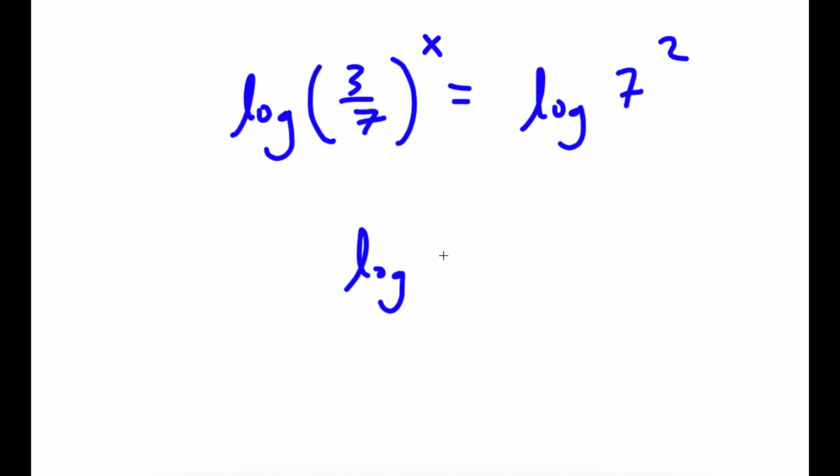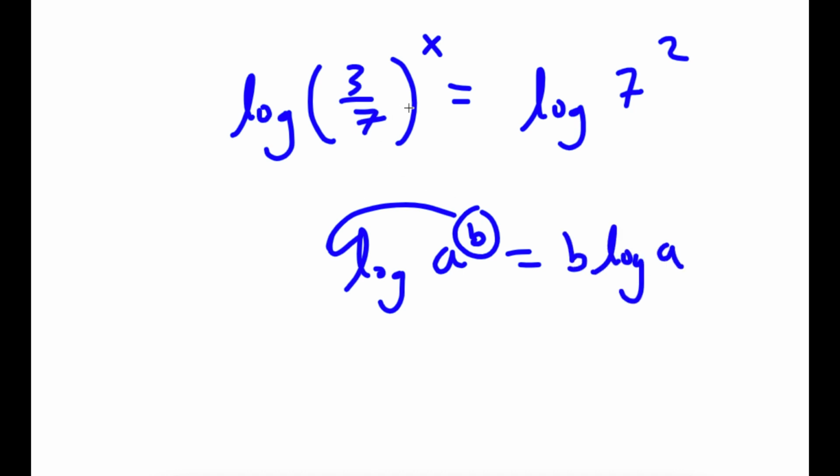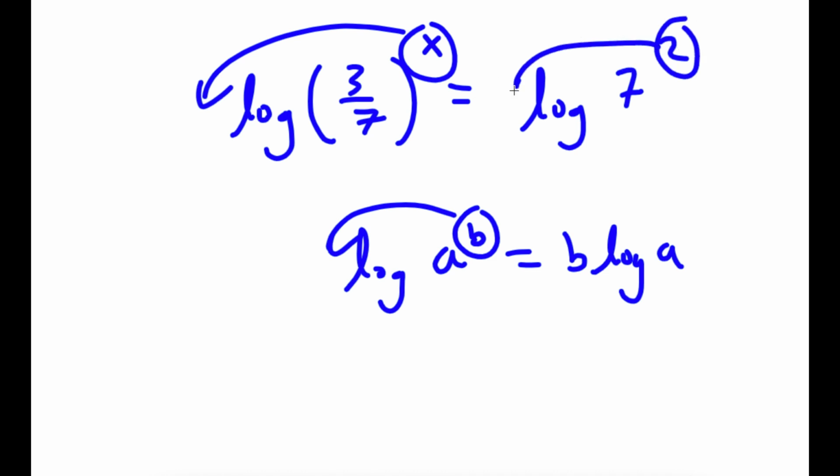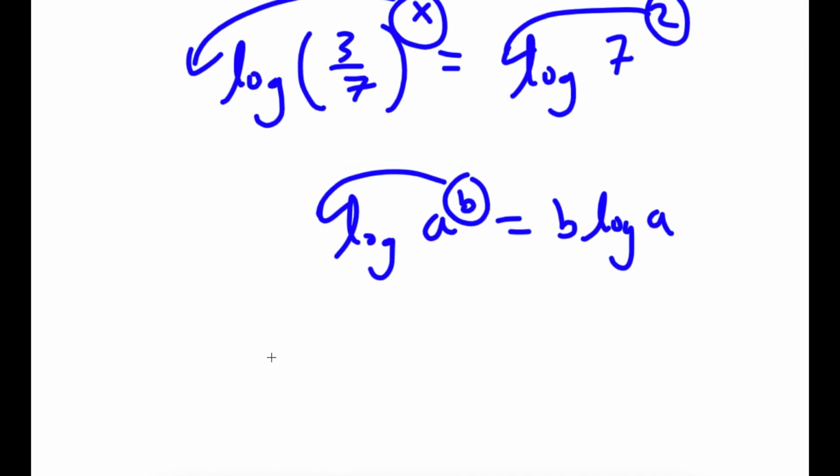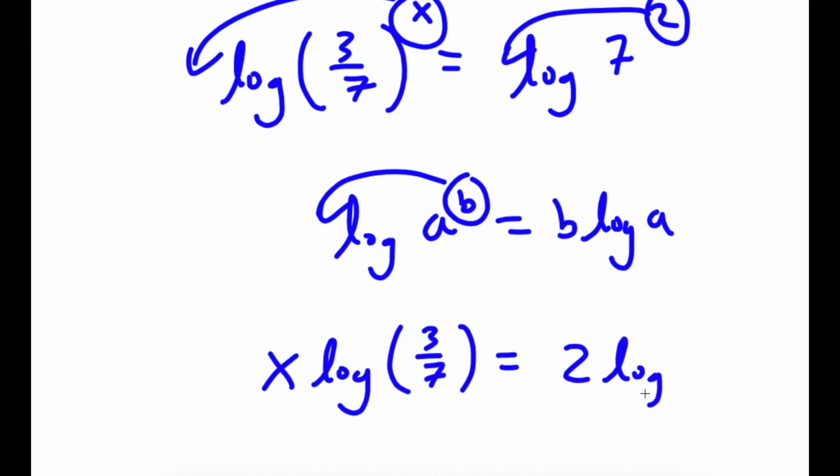And if I have something in the form log a to the power of b, I can move this exponent b to the front, so this is going to equal b times log a. So log of 3 over 7 to the power of x, I can move x to the front, and log 7 squared, I can move 2 to the front. So now I have x times log 3 over 7 is equal to 2 times log 7.